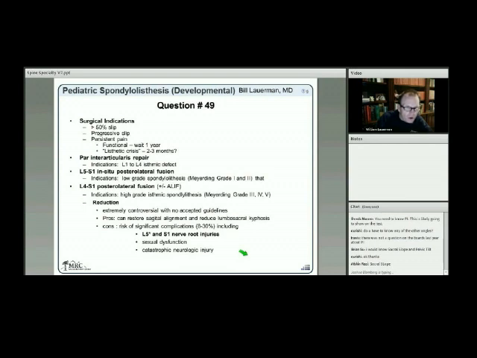The advantages are it can restore more normal sagittal alignment and reduce lumbosacral kyphosis and maybe protect the upper lumbar spine. The cons are there's a risk of significant complications, including most commonly an L5 root injury, sometimes also S1, sexual dysfunction, catastrophic neurologic injury, and there's also a failure rate pulling out of the screws. So it is a surgery that is fraught with a fairly high complication rate.